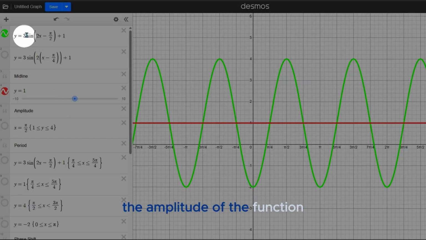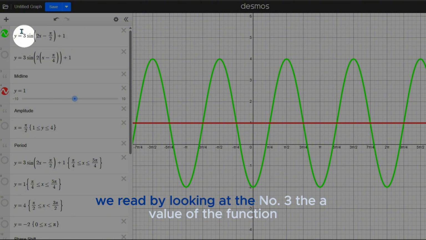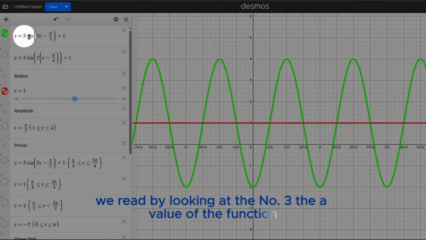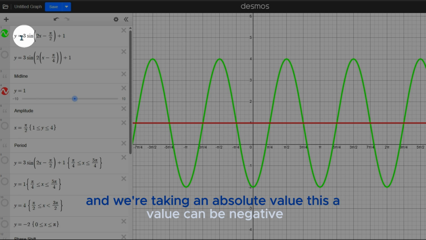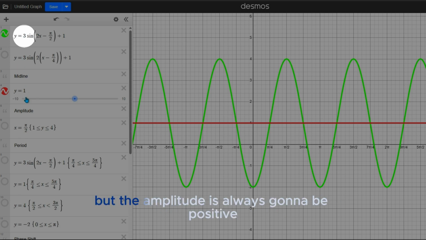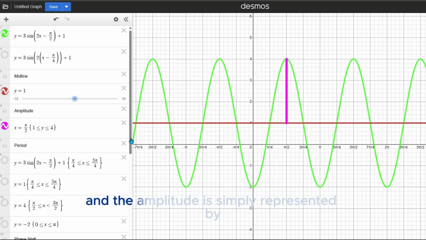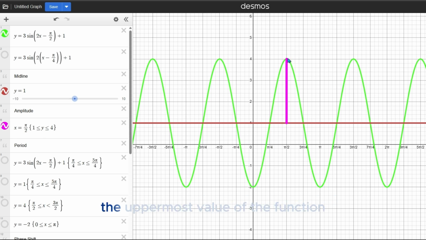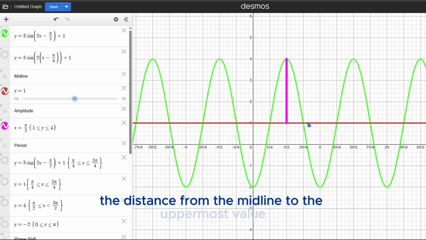The amplitude of the function we read by looking at the number 3, the a value of the function, and we're taking an absolute value. This a value can be negative, but the amplitude is always going to be positive, and the amplitude is simply represented by the uppermost value of the function minus the midline, the distance from the midline to the uppermost value.